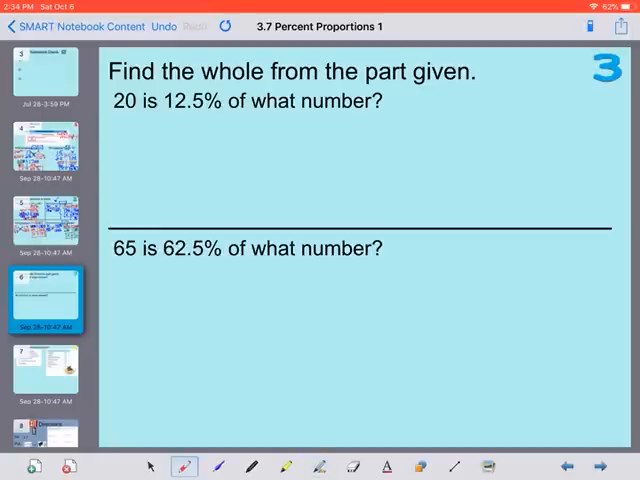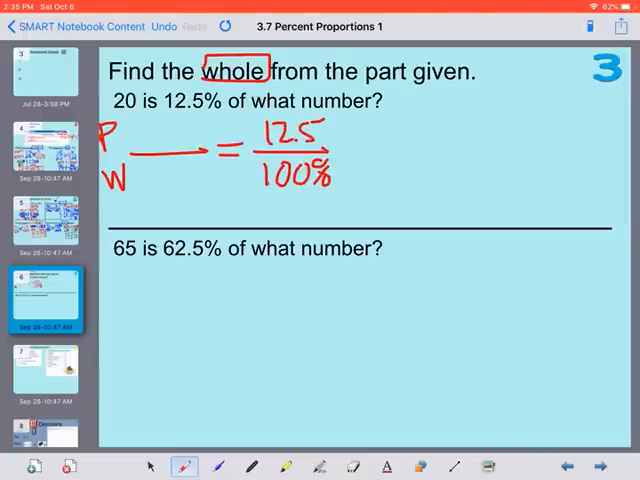Next, find the whole from the part given. So we're finding the number in our denominator. Remember, part is on top, whole is on bottom. 20 is 12.5% of what number? So out of 100%, we have 12.5. And 20 is in relation to the 12.5. They're on the same part. 20 is the 12.5% of what number they're looking for.